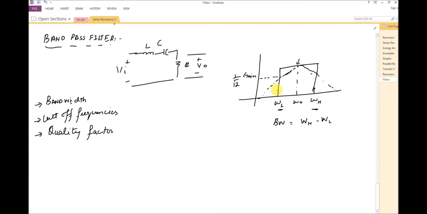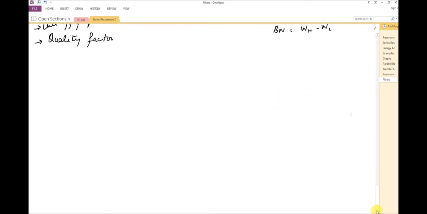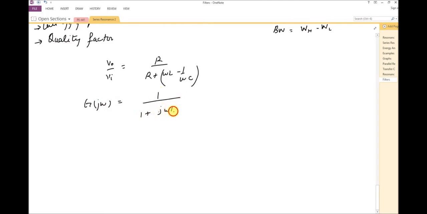Now if I have to just give you an overview of what we have done in the series resonance circuit when I was defining the bandpass filter, we started again from the voltage gain equation. So Vo over Vi is the voltage gain, and I find out that it is 1 over R plus omega L minus 1 over omega C, that is your voltage gain equation. So now if I have to simplify it, that will be G(j omega) is actually equal to 1 over 1 plus j omega L over R minus 1 over omega C R. So this is your transfer function.